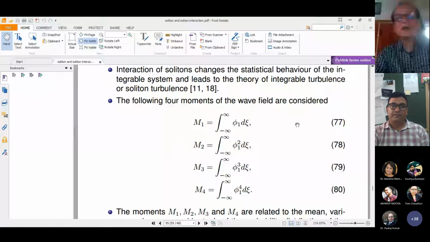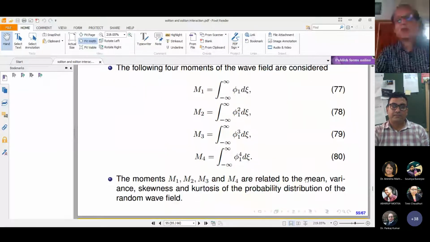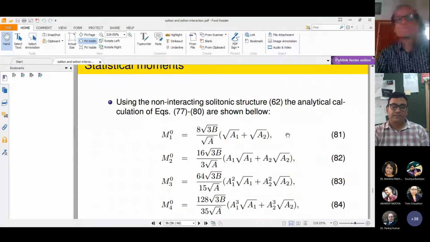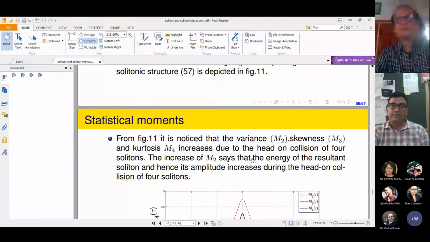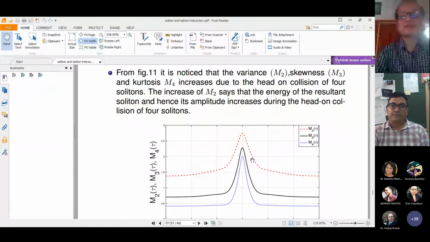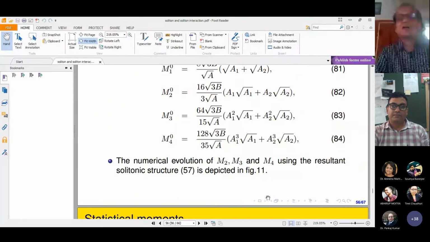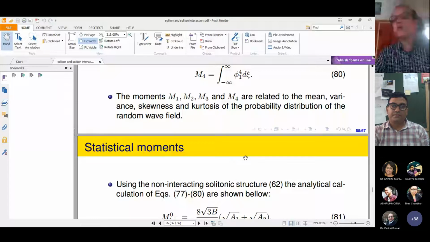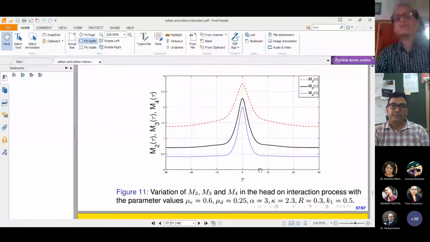We have also considered M1, M2, M3, M4. M1 is mean, M2 is variance, M3 is skewness, and M4 is kurtosis. If there is no interaction, they are constant. But if there is interaction, then during the interaction, not only the skewness and kurtosis, but the variance, skewness, and kurtosis, all three properties of the wave field change at the time of interaction.